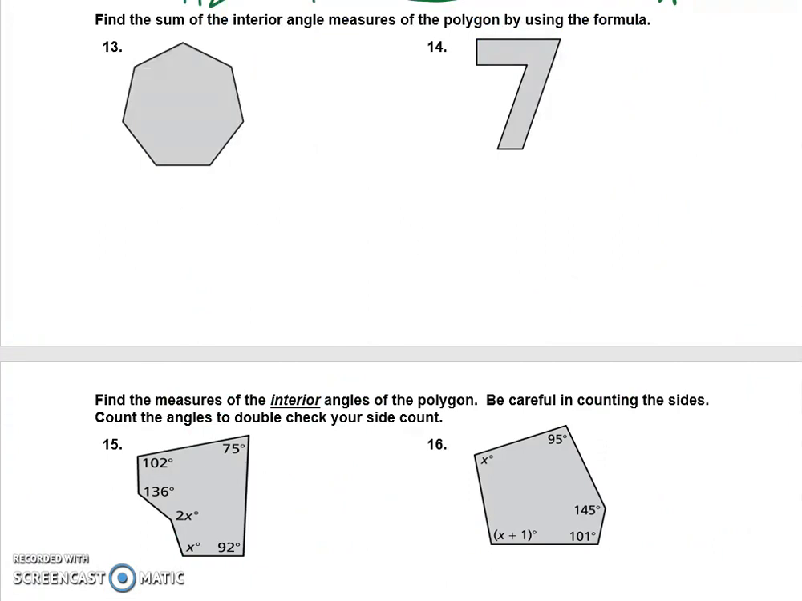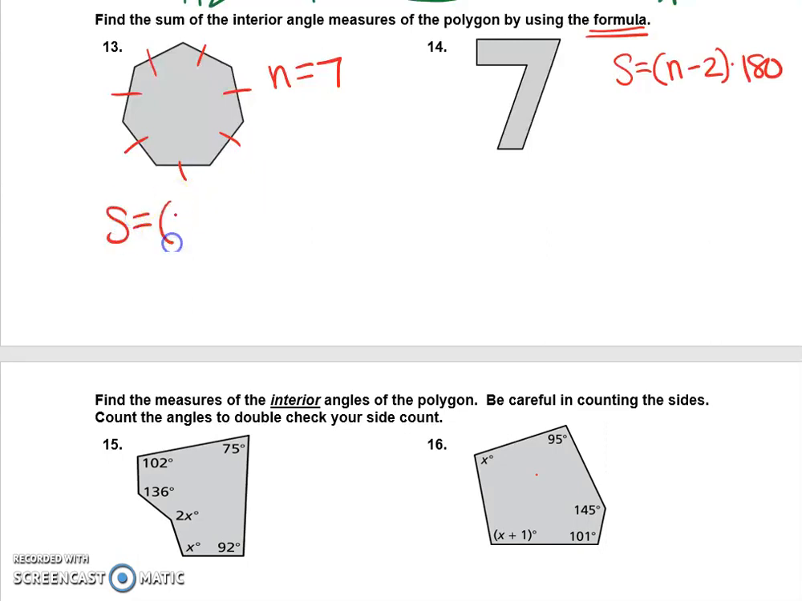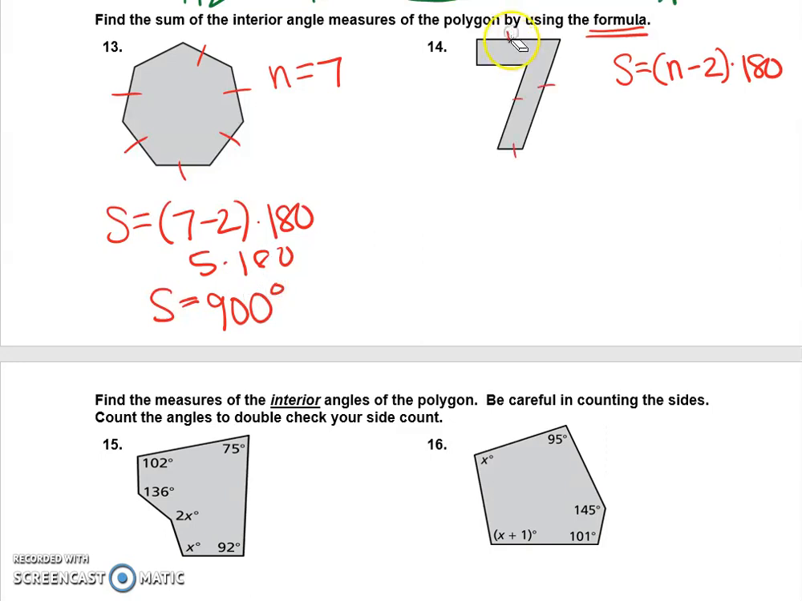Find the sum of the interior angle measures of the polygon by using the formula. That formula is sum equals your number of sides minus 2, times 180. So you need to count how many sides. 1, 2, 3, 4, 5, 6, 7. So if n equals 7, my sum is equal to 7 minus 2 times 180, which is 5 times 180, which is 900 degrees.